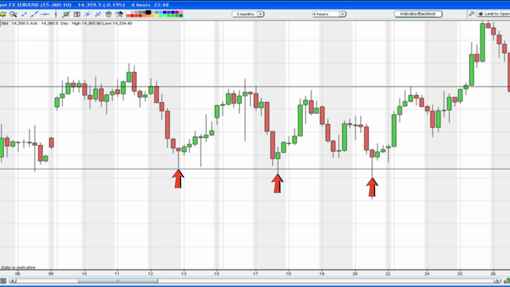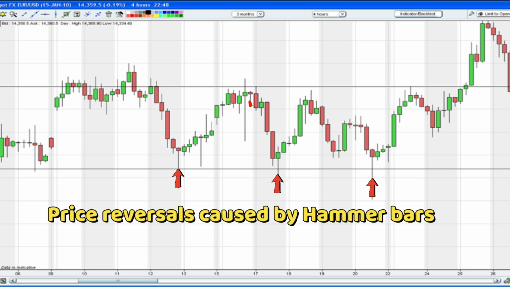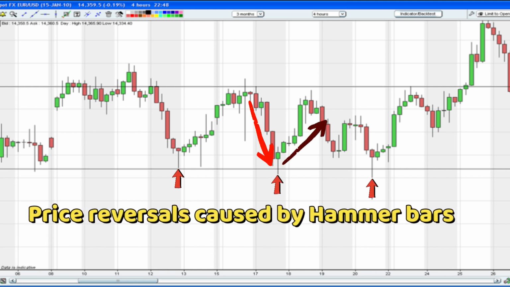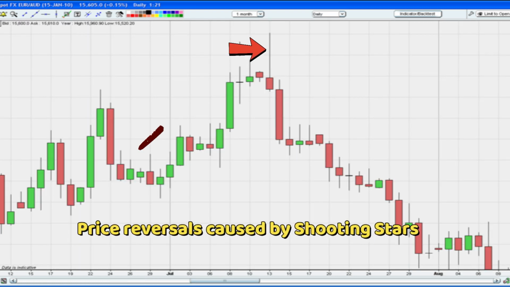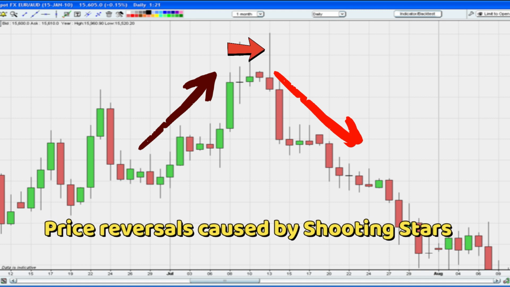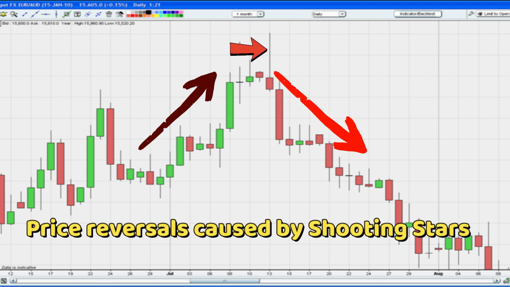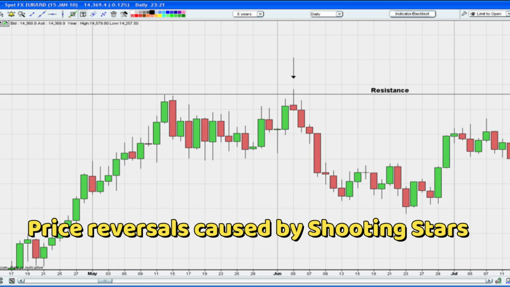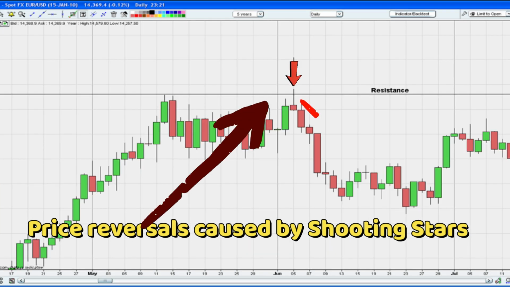A hammer is relevant when spotted at the bottom of a downtrend, signifying a bullish reversal. Again, color of bar is not relevant. A shooting star is relevant when spotted at the top of an uptrend, signifying a bearish reversal. Again, color of bar is not relevant.